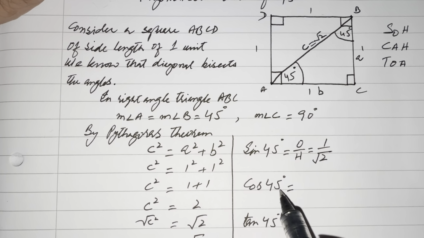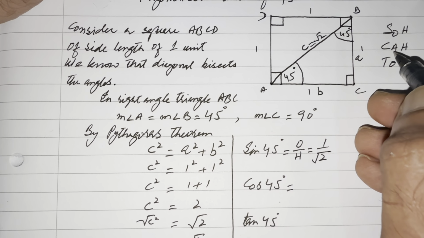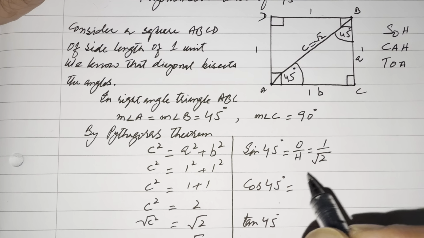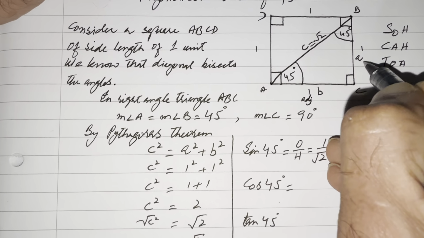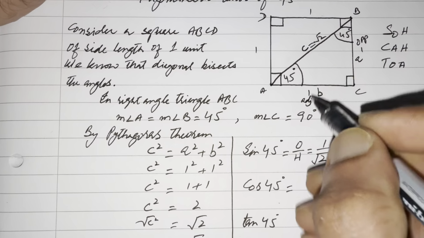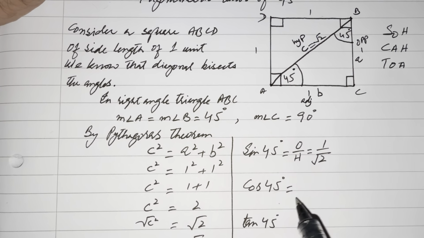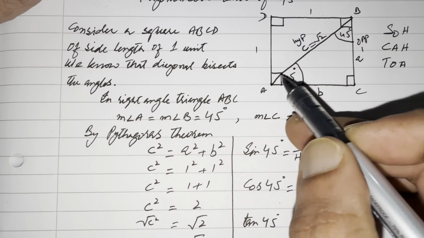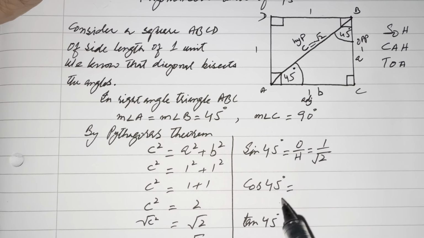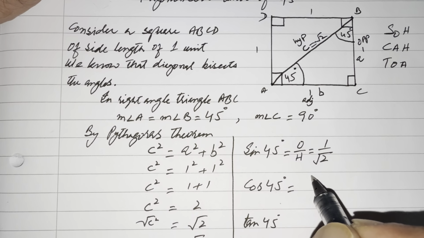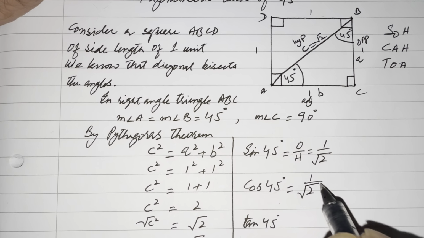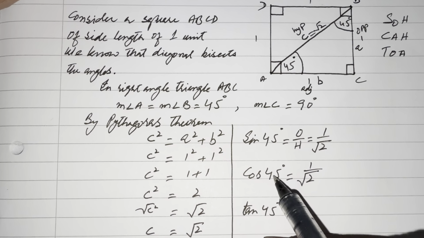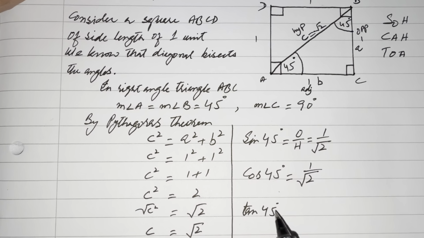So cos 45 degrees is always equal to adjacent over hypotenuse. Adjacent side is AC or b, which is equal to 1, and hypotenuse is under root 2. So cos can be written as 1 over under root 2. You can see that sine 45 degrees and cos 45 degrees have the same trigonometric ratio.